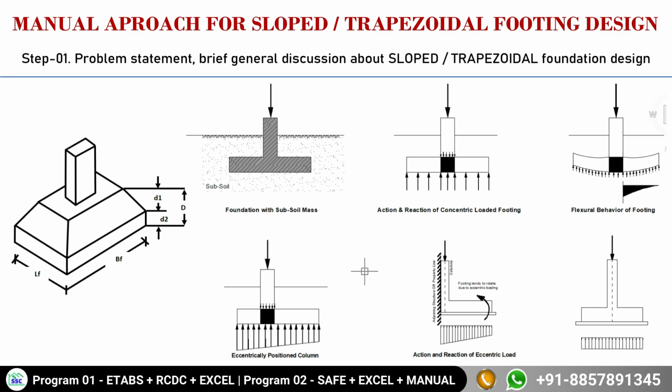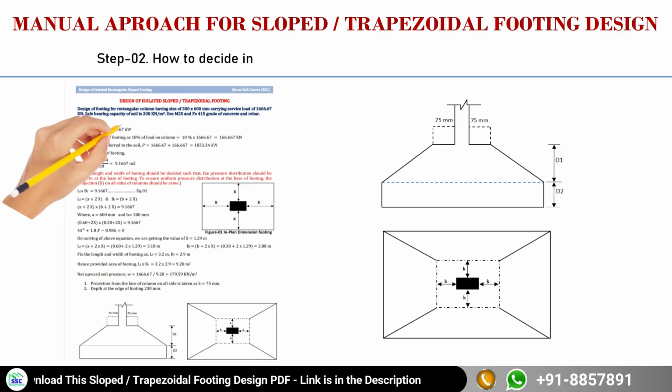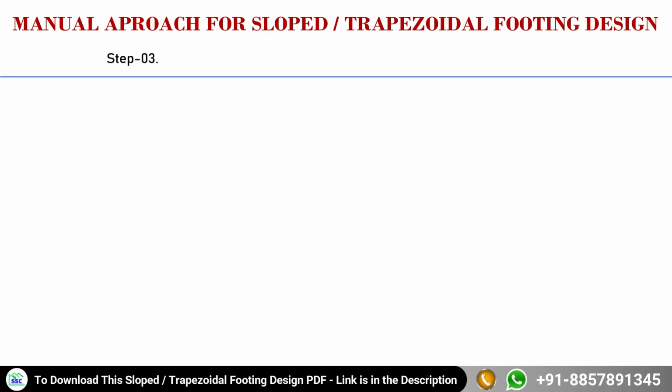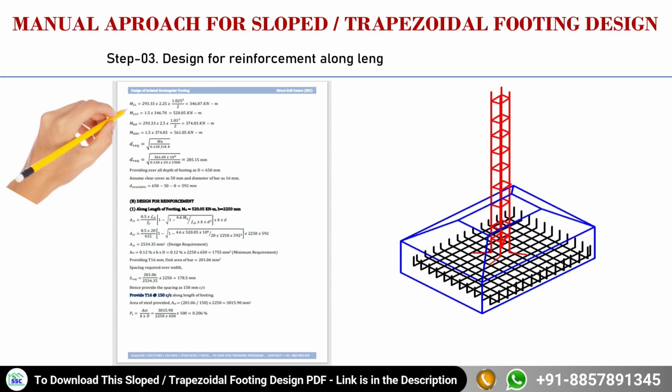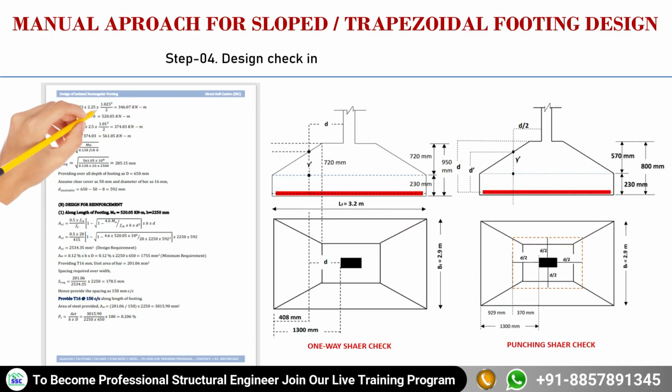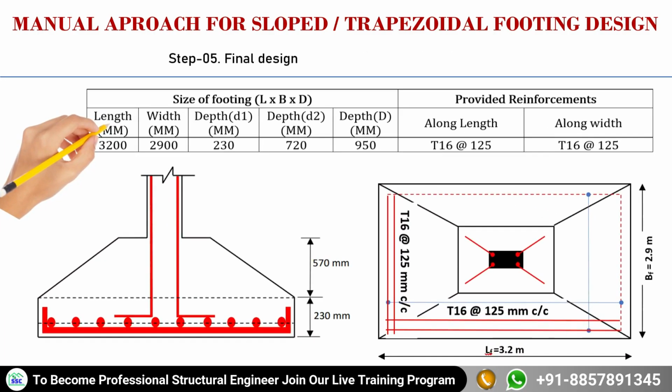trapezoidal foundation design. In the second step, we will see how to decide the in-plan dimension of the footing as length, width and depth. In the third step, we will see the design of the reinforcement along the length and width of the footing. In the fourth step, there will be design checks against one-way and two-way shear. And in the last step, we will see the final design schedule and detail of this footing.